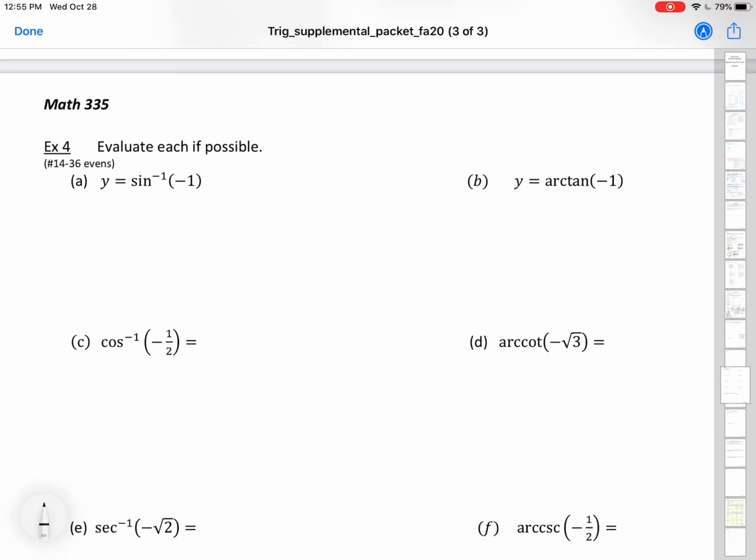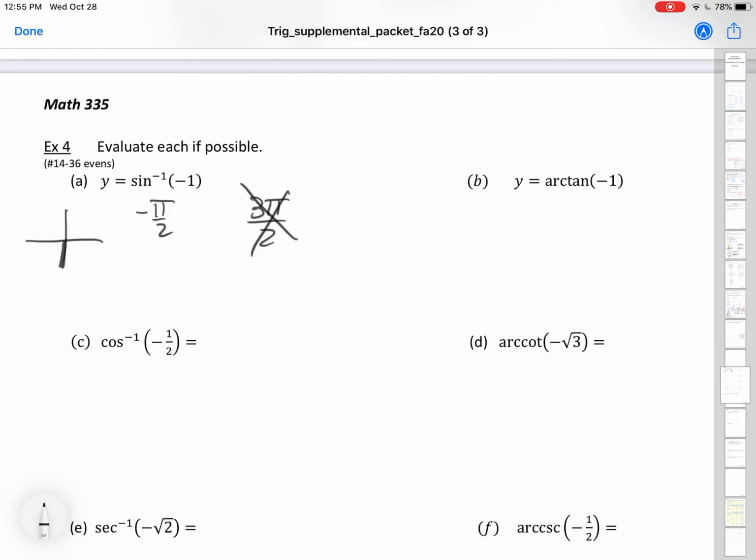So this is what you're going to be doing in the homework. Sine inverse of -1. I have to think about what angle do I take the sine of to get -1? And that is minus pi over 2. I cannot say 3 pi over 2 because it's not in the angle. I have to represent that.